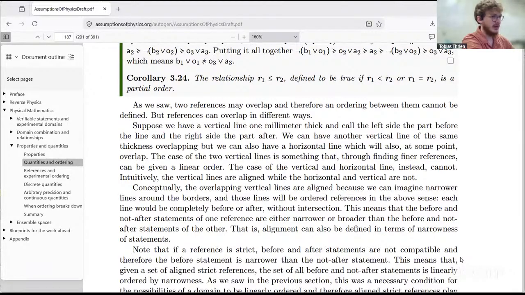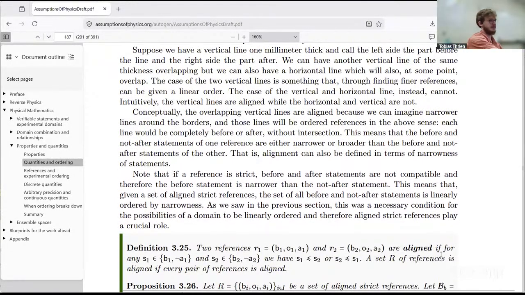Intuitively, the vertical lines are aligned with each other while the horizontal and vertical are not. Conceptually, the overlapping vertical lines are aligned because we can imagine narrower lines around the borders, and those lines will be ordered references in the above sense. Each line will be completely before or after without intersection. This means that the before and not after statements of one reference are either narrower or broader than the before and not after statements of the other. That is, alignment can also be defined in terms of narrowness of statements.